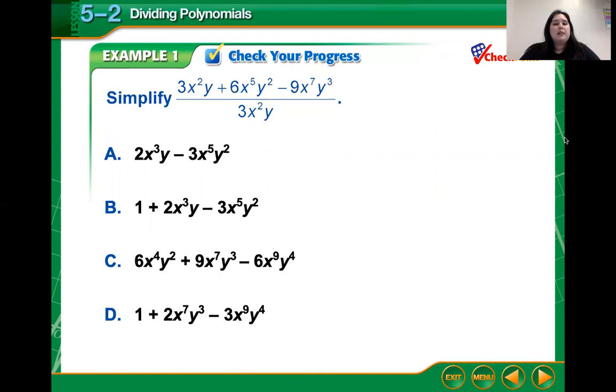Go ahead and pause the video to give this one a try and see how it goes. When you're ready to check your work, go ahead and unpause the video.